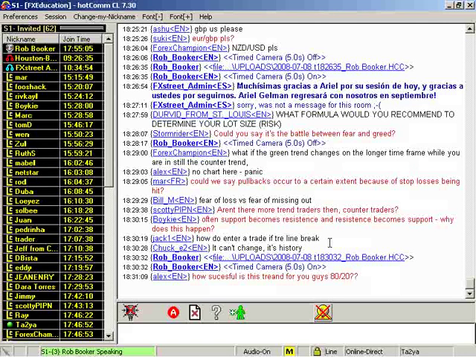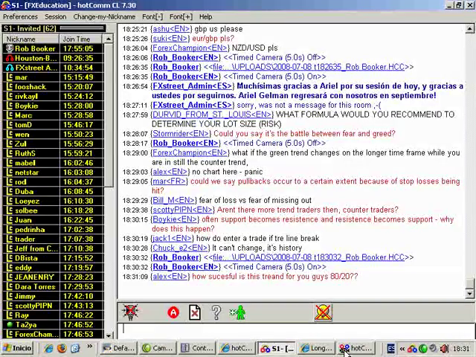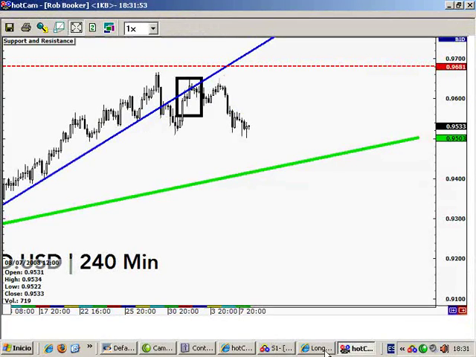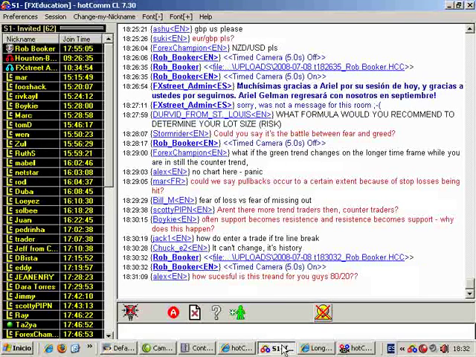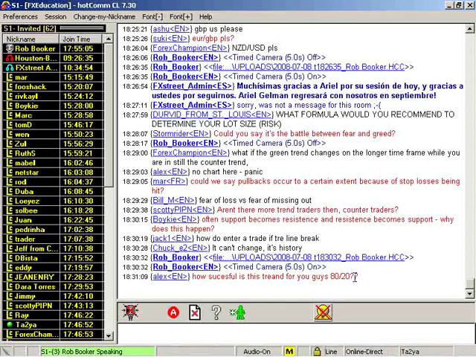How to enter a trade if a trend line breaks. So you go to your trading platform, you open it up. If it's closed below the trend line, like it did in this chart right here where we talked about it, closes below that trend line in this area here, then you simply go to your platform, open up the Australian dollar, US dollar, click sell, sell it.